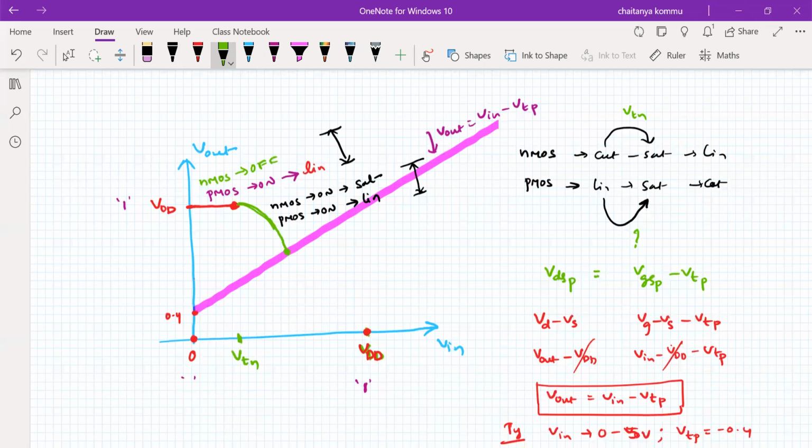Okay. Two regions of operation we have studied. One is where NMOS is off and PMOS is on. The second one is NMOS and PMOS both. And the third point we considered is when the PMOS will enter into the saturation region. That's what we observed. So we will see the remaining things in the next class.